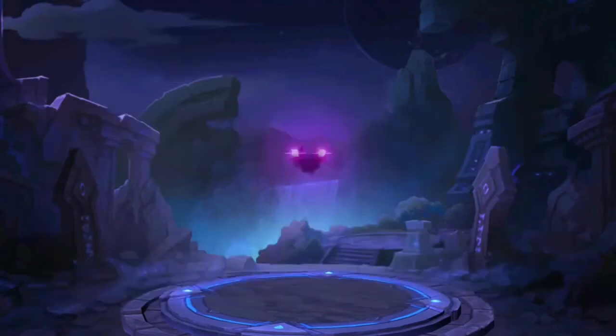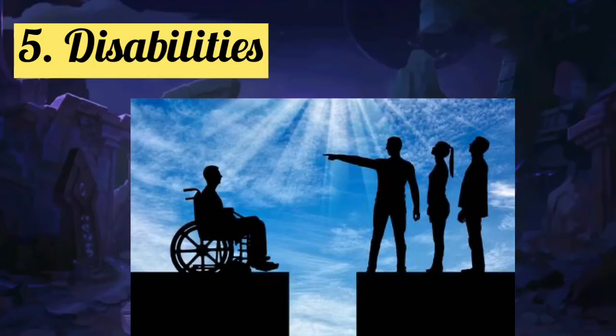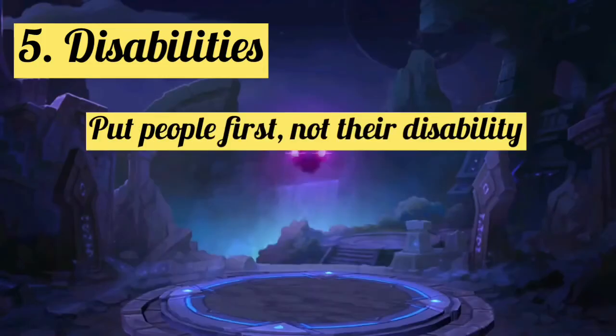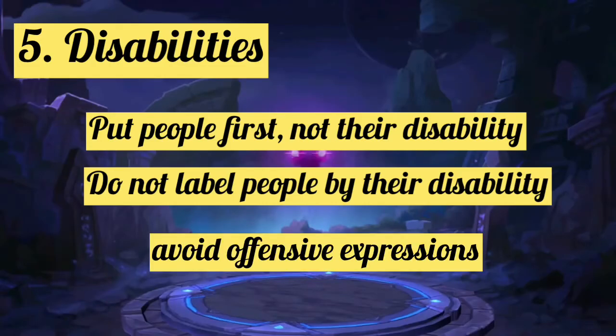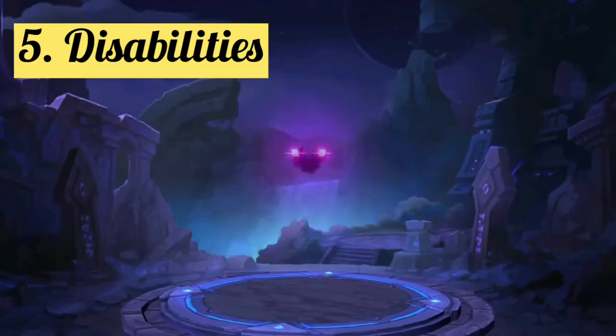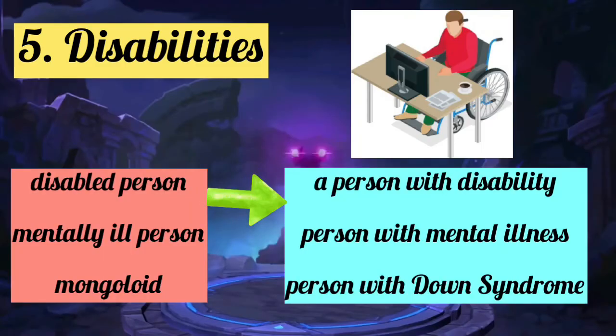And for the last one, it is about disabilities. For this one, it is very important for us to remember this statement: we need to put people first, not their disability, or we do not label people by their disability, or we should avoid offensive expressions. Example, instead of using the words "disabled person," because "disabled" or "disability" comes first before "person." As I have mentioned, we need to put people first, not their disability.